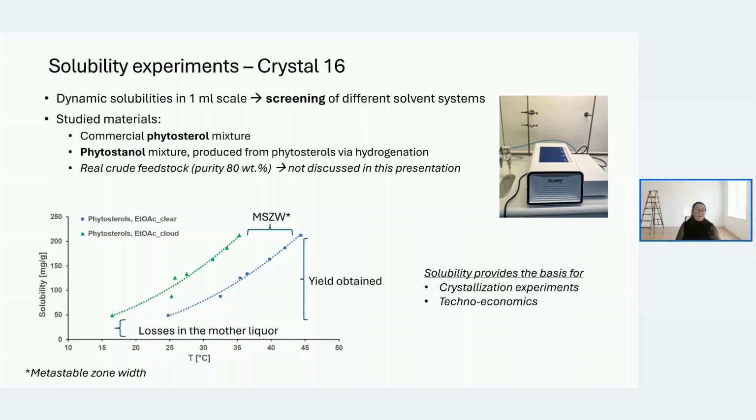And again, for techno-economics, we can estimate the yield obtained, and also how much phytosterol material we lose in the mother liquor because of the solubilities, especially if we don't recover the phytosterols in the mother liquor back to the process, so that will automatically give us the losses.